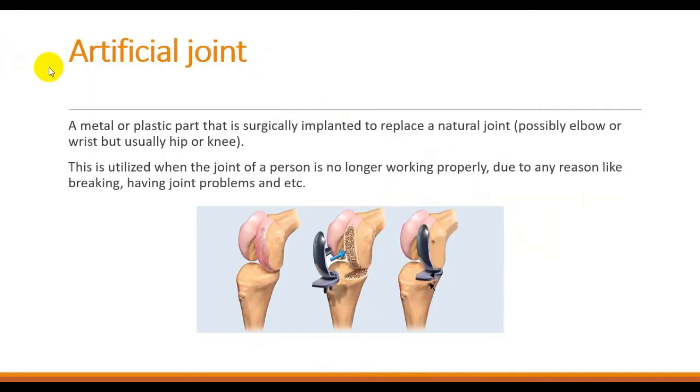So what if joints are damaged? If they are damaged, there are artificial joints, which are metal or plastic joints. If your real or natural joint is not working properly or is damaged, surgeons can take out that joint and place a metal or plastic joint instead of it, and it can work as your real joint. So these are artificial joints.